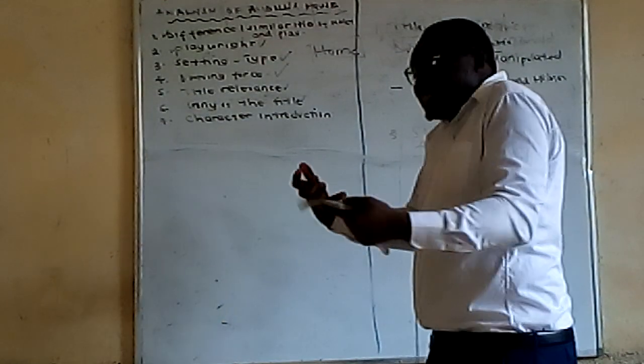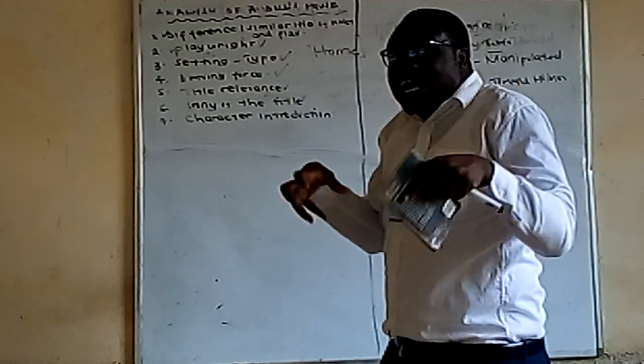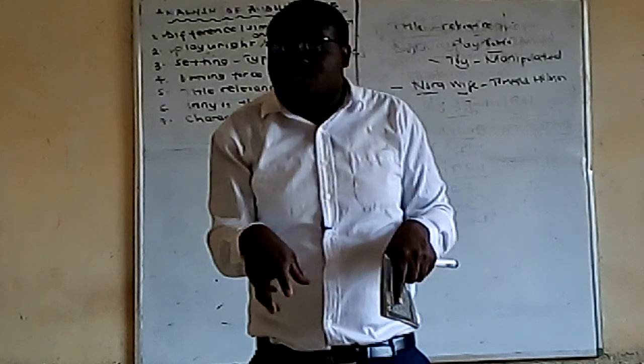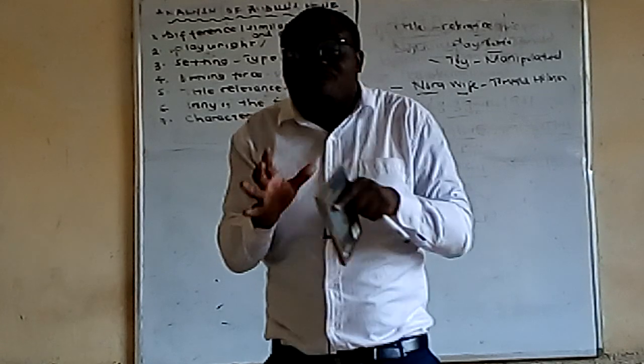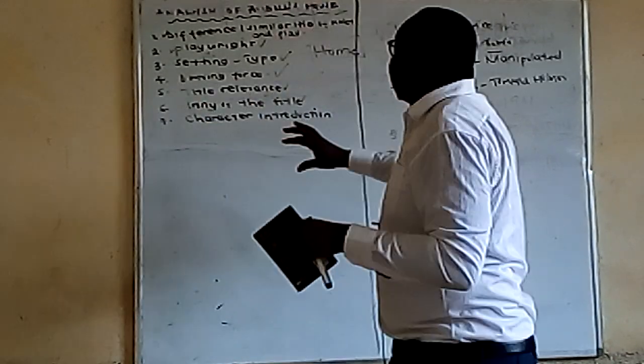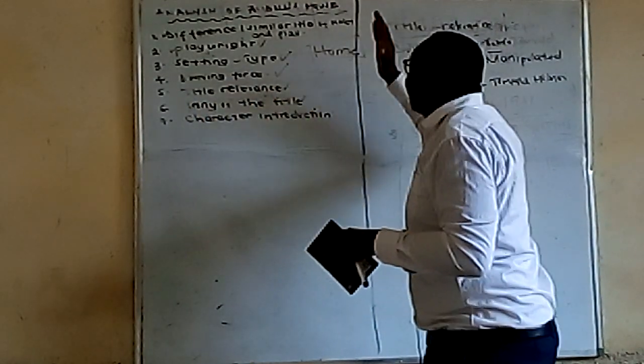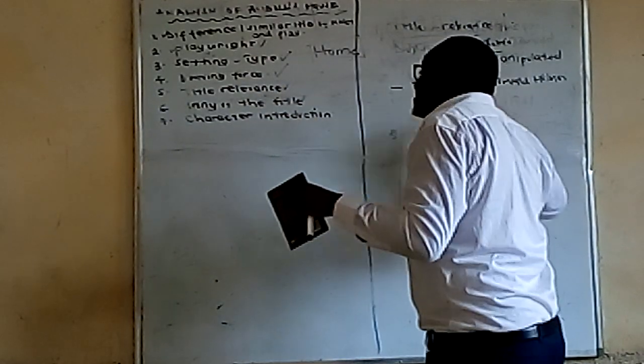Because this house does not belong to Nora. Why? If a house belongs to you, you make decisions. You are part and parcel of decision making. You have freedom. You'll find out that this house does not belong to Nora. This house belongs to the husband, Torvald Helmer.